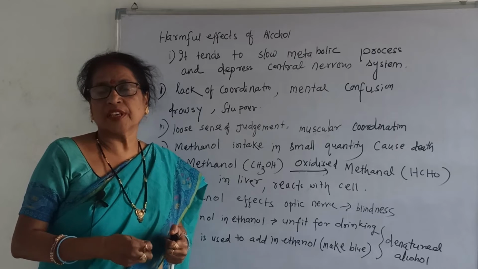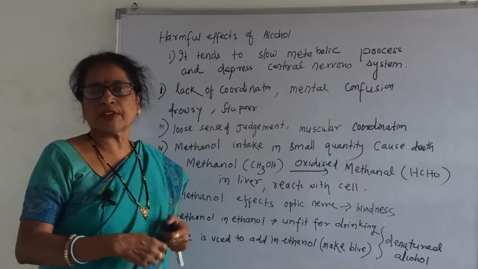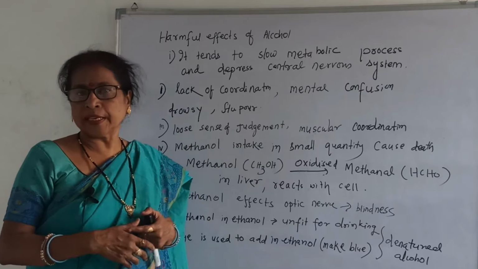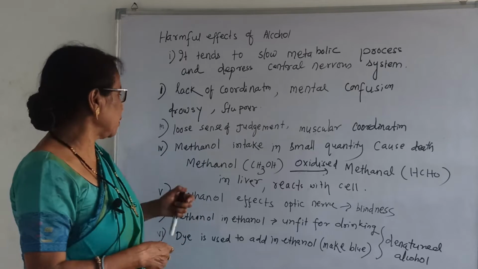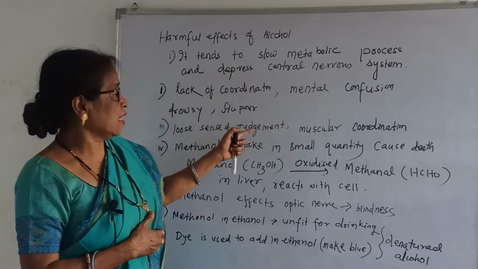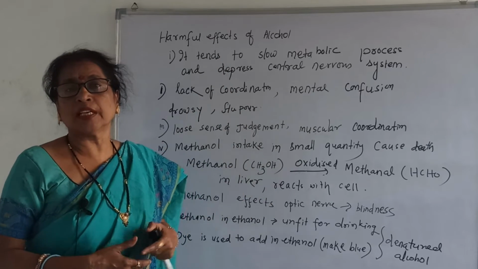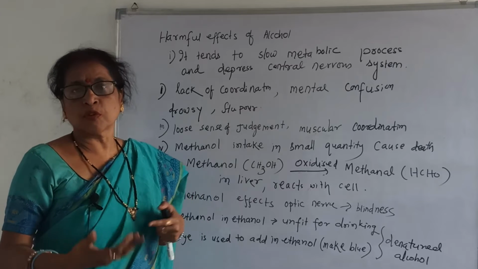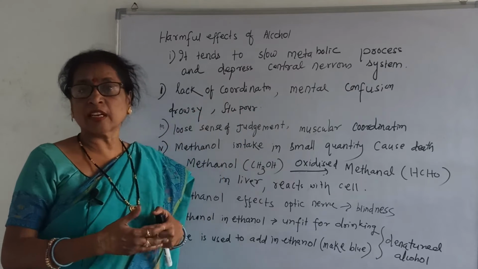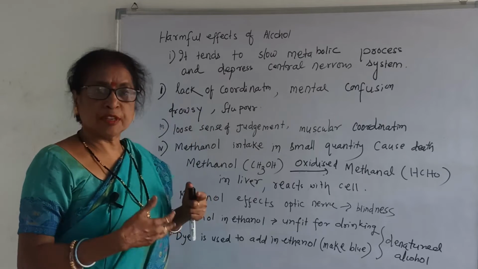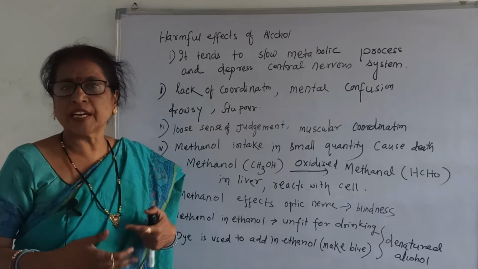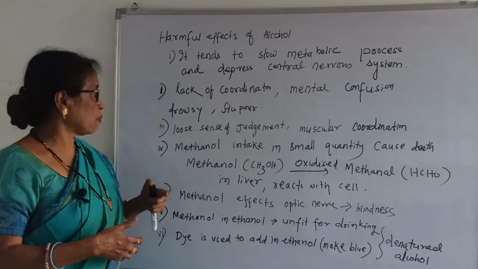Muscular coordination: the muscles are very tight or very loose, and impairment of muscular coordination takes place, with muscles not working properly. Methanol, then come to ethanol. If you take ethanol regularly, this happens: lack of coordination, lack of sensitivity, mental confusion, some depression of the central nervous system. He unnecessarily scolds anybody at any time and becomes stupefied also.